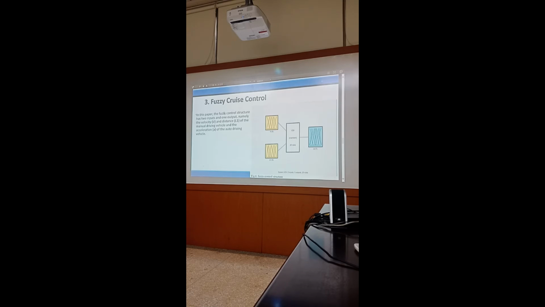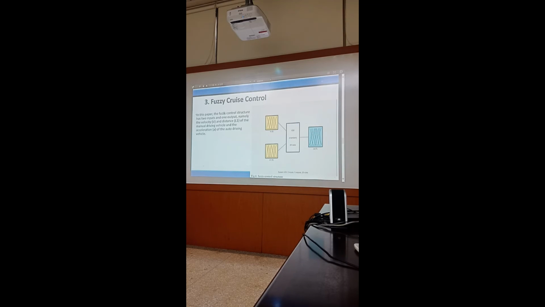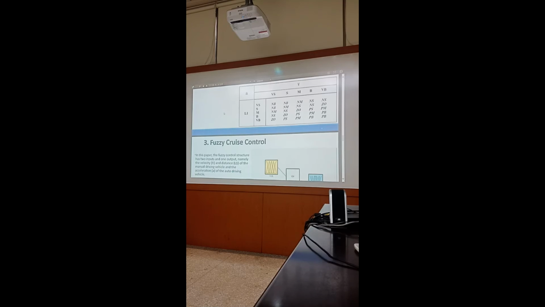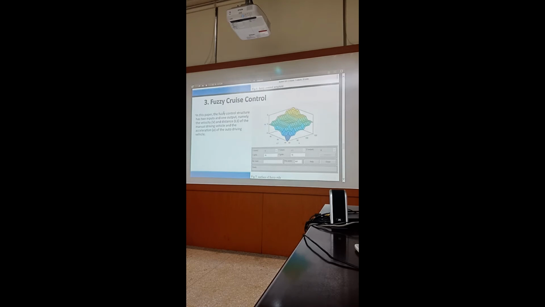fuzzy inference system. They use Mamdani because the system would like to be human-like, from the last recent example. They have 2 inputs and 1 output. This is the system with 25 rules. The rules are from here, you can see this is 25. And this is the surface area for the fuzzy system.